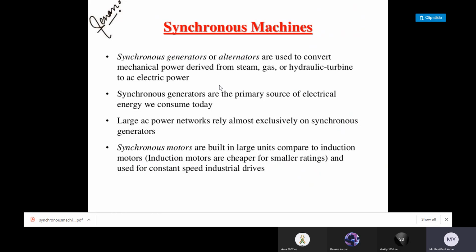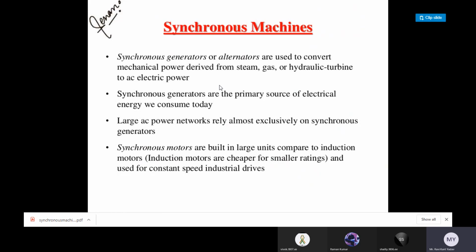And synchronous generators are the primary source of the electrical energy we consume today. Primary source of the electrical energy generation which we consume today. The power that we are consuming today is generated by the synchronous generator all over the world. It is widely used all over the world.